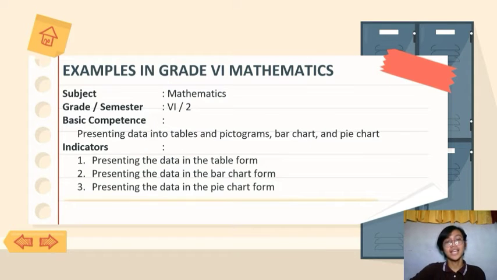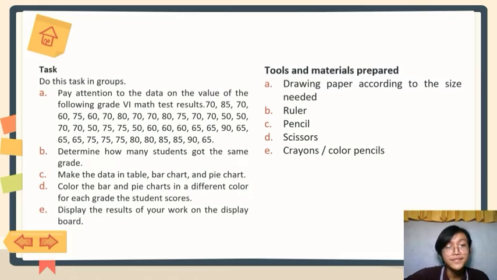This is the example in 6th grade with the basic competence presenting data into tables and pictograms, bar charts, and pie charts. With the indicators are presenting data in the table form, presenting the data in the chart form, and presenting data in the pie chart form. This is also task in group, with the tasks are pay attention to the data on the value of the following grade 6 math test result, the data you can see in the slide.